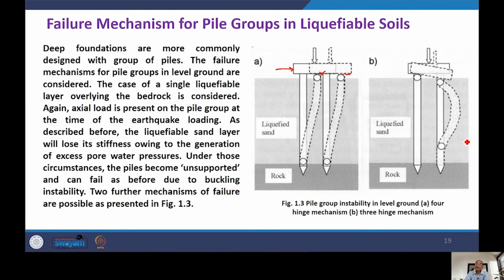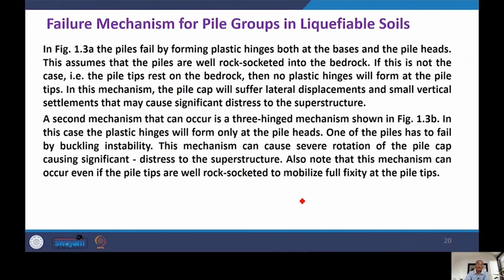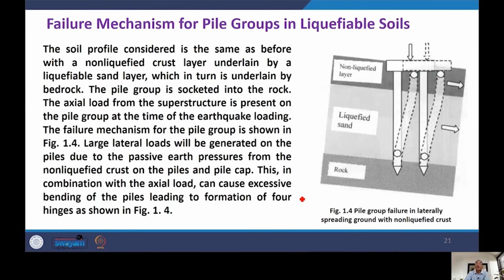If the second is the scenario, in that case, the pile cap will rotate as shown here. So this was the case when this 2 by 2 pile group is passing through 2 layers, one liquefiable and another non-liquefiable. Now let's discuss the last case for the pile group, when this pile group is passing through 3 layers: rock at the bottom, then liquefied sand, and the top is a non-liquefied layer.